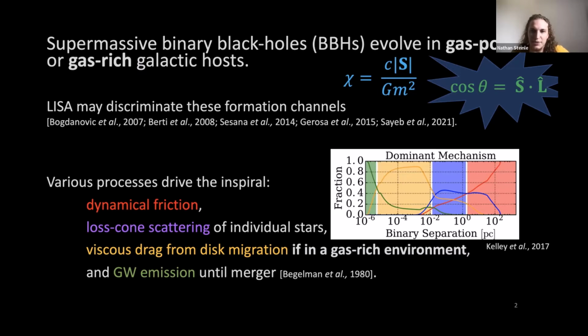And then at even smaller separations, viscous drag from disk migration can dominate the angular momentum loss if the binary evolves in a gas-rich galactic host environment. And then the baton is finally handed off to the gravitational wave emission phase at the smallest separations, which drives the binary to merger.